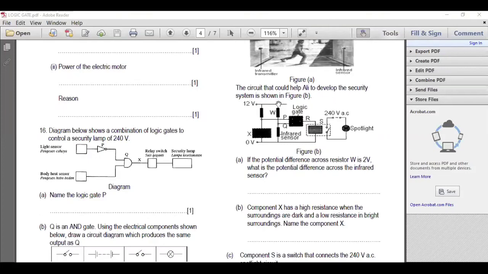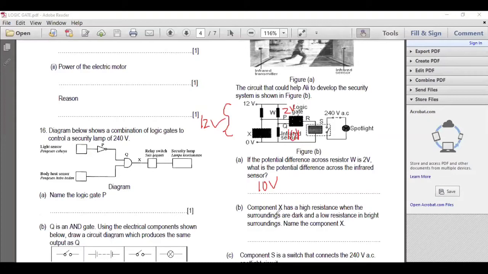So the circuit shown below. Now, if the potential difference across W is 2 volt, what is the potential difference across the infrared sensor? This one is only 1 mark actually. The whole thing is 12 volt, so from here to here is 12 volt. If W takes 2 volt, the balance here will be 10 volt, because the total is 12 volt.